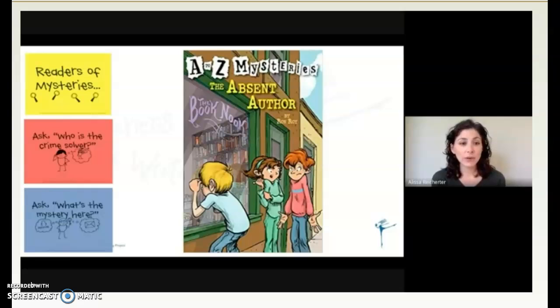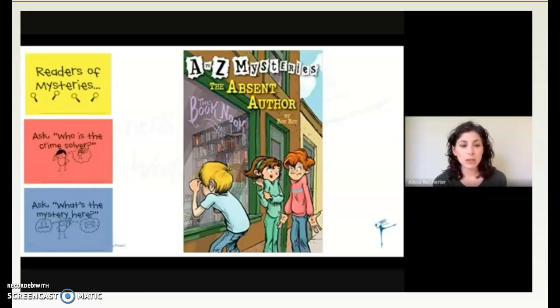Okay, well, let's try and answer this first question. Who is the crime solver? Well, I see three kids. That little blonde kid in the front is looking really closely in that window. It says the Book Nook. Well, if they're looking really closely, they're probably the detective. They're probably going to be the crime solver. But who are those other two kids? Maybe they're his friends. Maybe they're also his co-detectives. I don't know their names, but I'm pretty sure that blonde kid is going to be the crime solver, and the other two might be helpers.